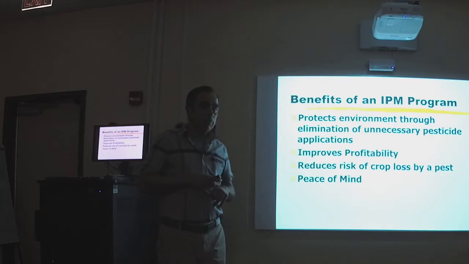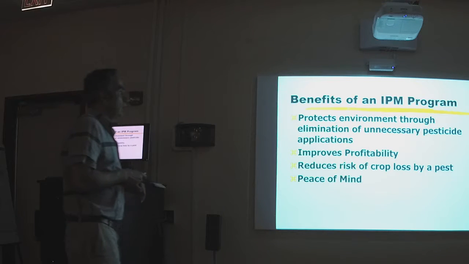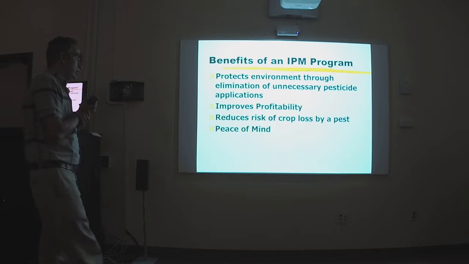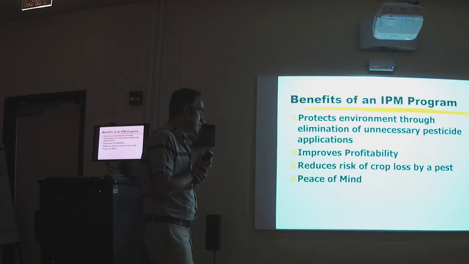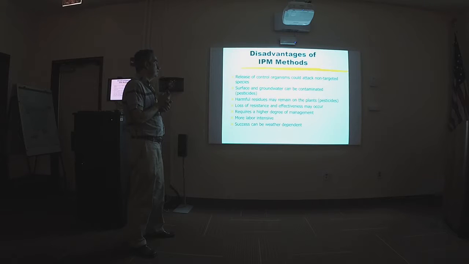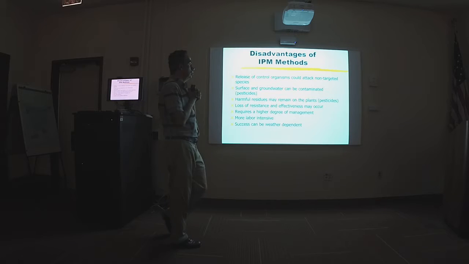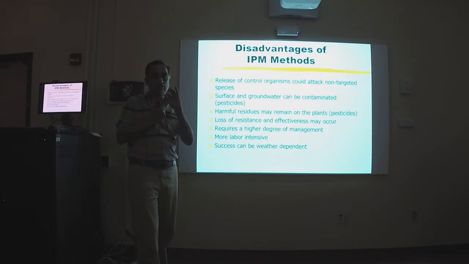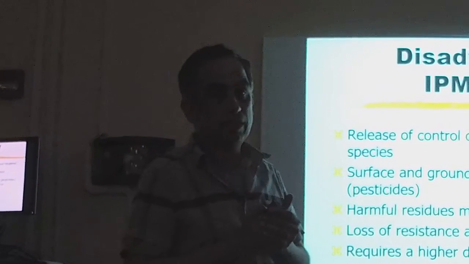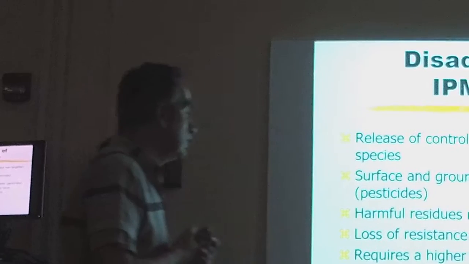So, benefits of the IPM program: protect the environment, improve profits, reduce risk of crop loss by pests, and peace of mind. Disadvantages: release of a control organism could attack non-target species. When we talk about this biological stuff that they release, it might attack something that you didn't want it to kill.